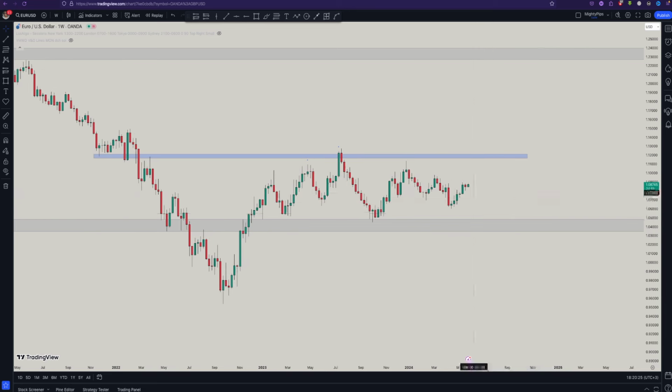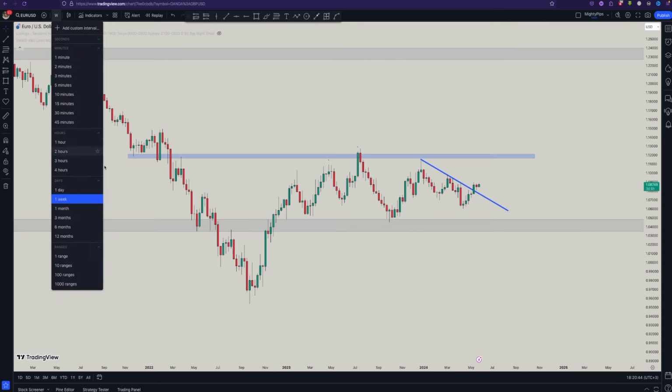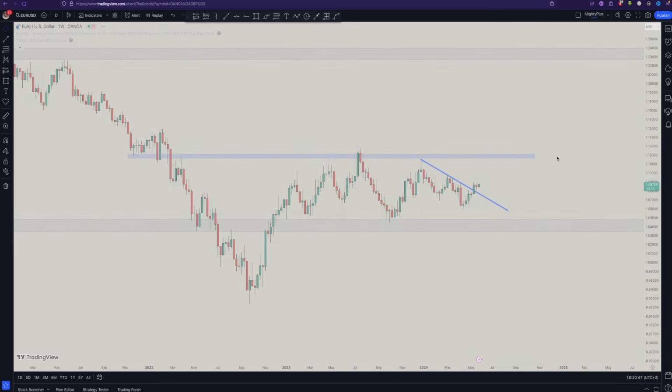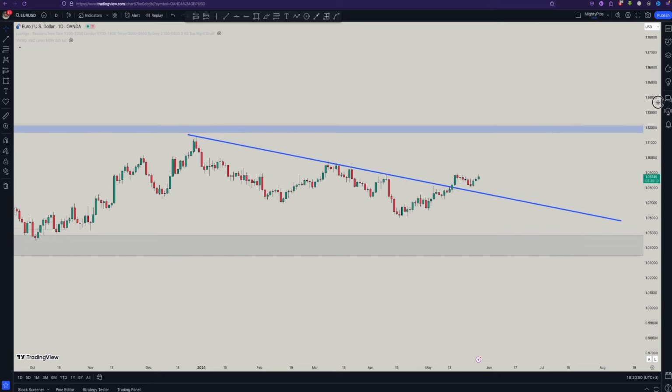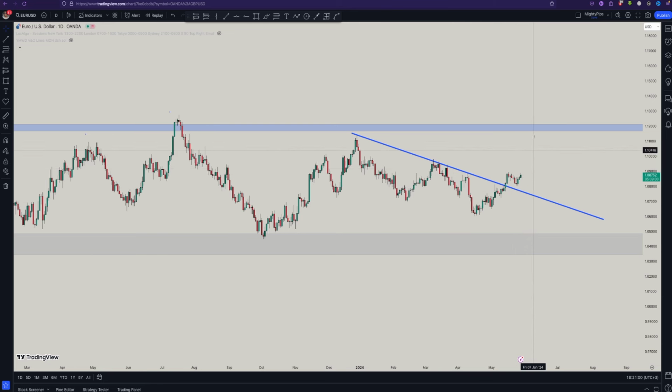Like here on the weekly, we can see that there is a trend line right here. We'll look at that trend line in detail when we go down to the lower time frame. This trend line has been broken, so we go down to the daily chart just to look at the effect of that trend line. On the daily chart, we can see that the trend line was respected multiple times, and now the market has broken out of that trend line to continue going up to the weekly level of resistance.